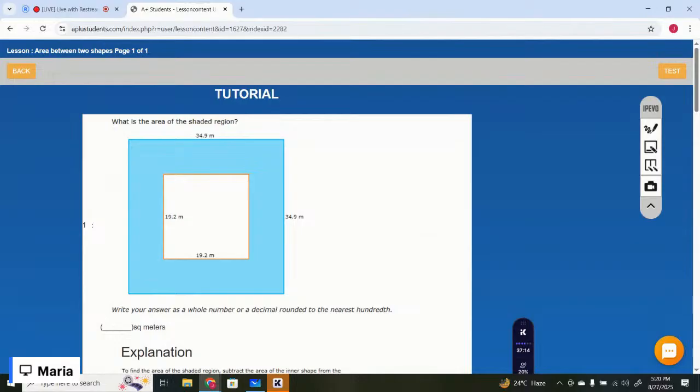What is the area of the shaded region? So let's just understand the concept. Basically, the colored one is a wall, right? Inside the wall, you have to calculate the area of the wall only, excluding the window, right?